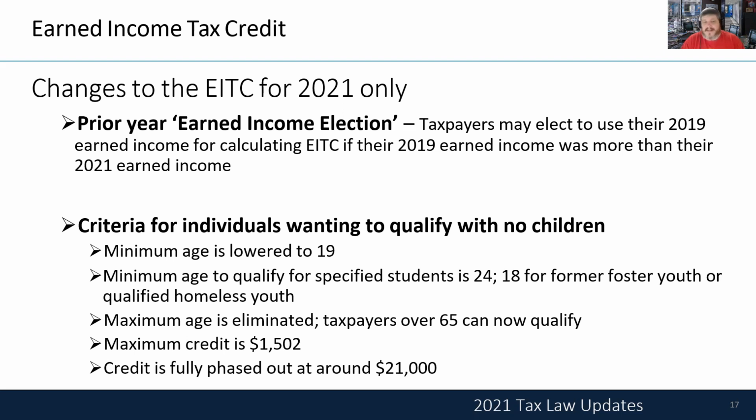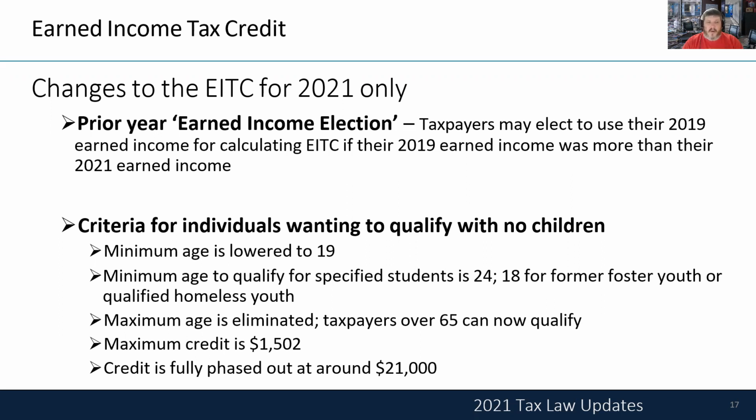Well, this year, it's the same thing for the same year. So this isn't a typo. It is 2019. If their 2019 earned income is greater than their 2021 earned income, they can use 2019 to calculate EIC. Now, there was a clarification from the IRS specifically about this. And that is, in 2021, they do have to have earned income.